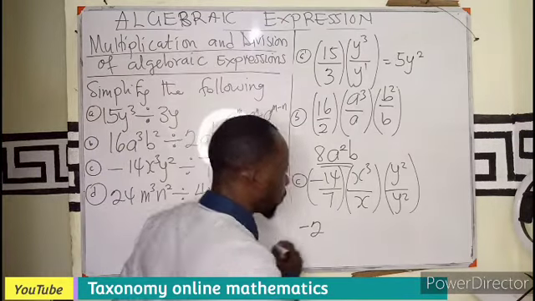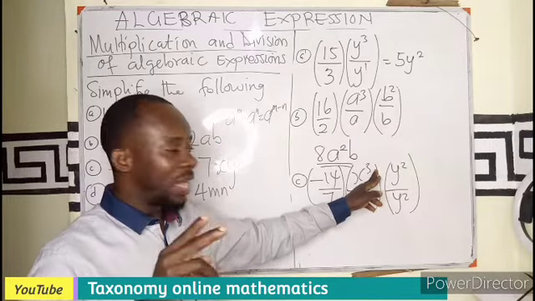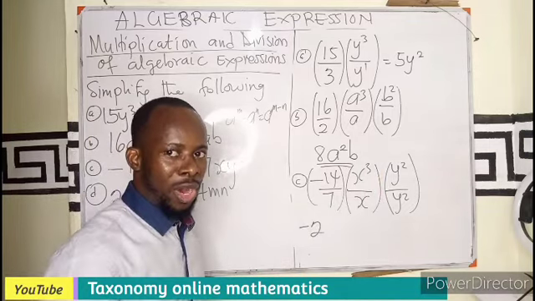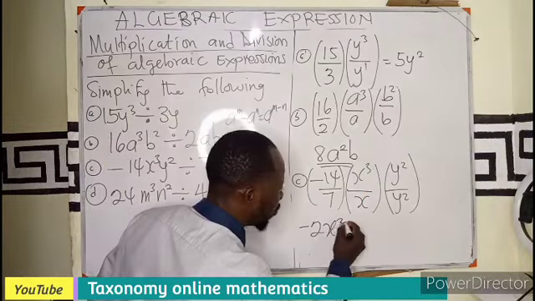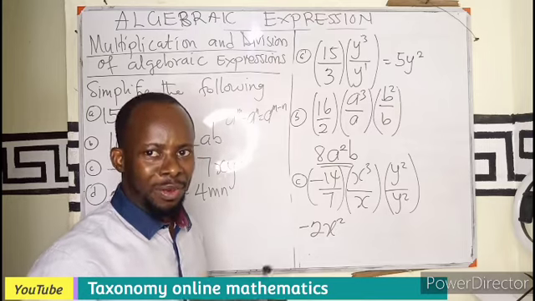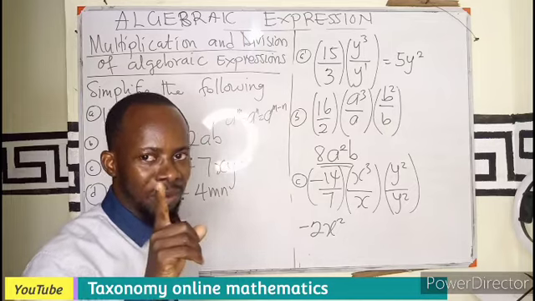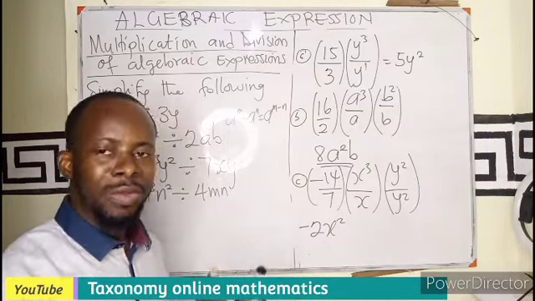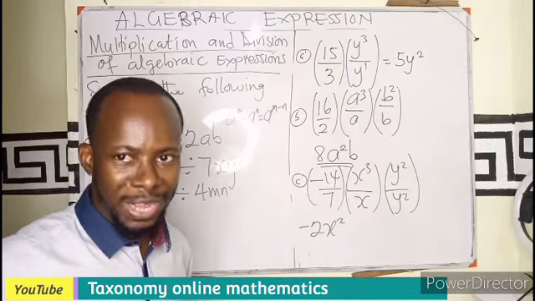So negative 2. This is going to be x to the power 3 divided by x. One of them will cancel. We are left with what? X squared. So x squared. Then y squared divided by y squared, meaning y to the power 2 minus 2. I believe that is 0. So we get 1. 1 times negative 2 still remains negative 2. So your answer is just minus 2x squared.